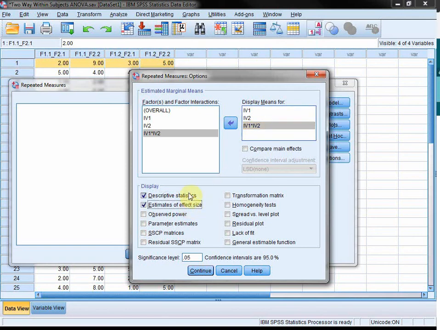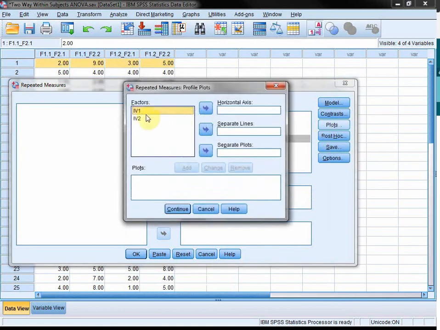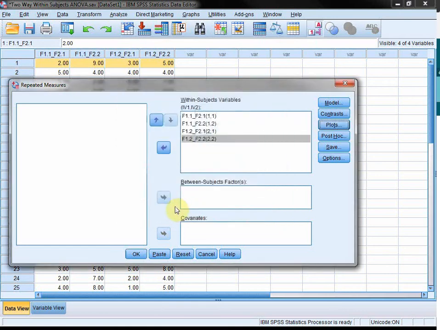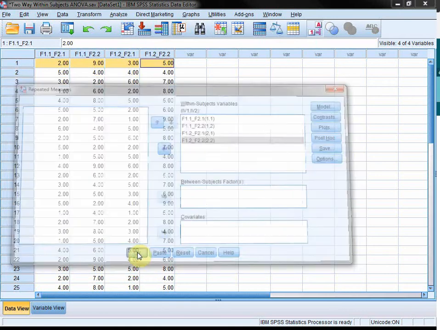Descriptive statistics and estimates of effect size are always useful. I'll also put a plot in there. I don't know what the results will be, so I'll put IV1 along the horizontal axis with IV2 or factor 2 as separate lines and add that, and then produce the opposite. Have IV2 along the horizontal axis and IV1 as separate lines. And then I'll look at both of those and work out which of the representations I feel is an easier way to understand the data. So when I've set that up, I'll click on OK.